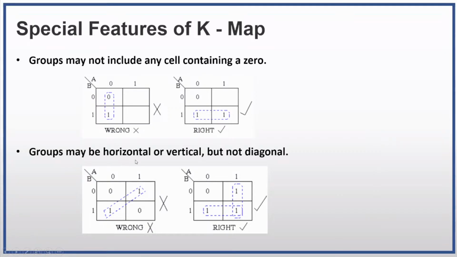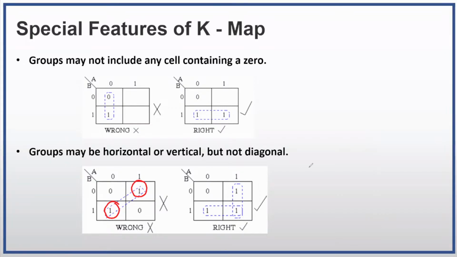And the groups may be horizontal or vertical, but not diagonal. So if the ones are placed diagonally in the Karnaugh map, in this case you cannot group them. So if you want to group them, you have to make groups with single cells.